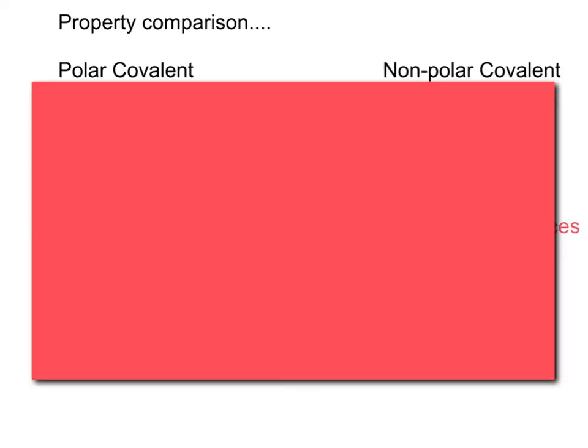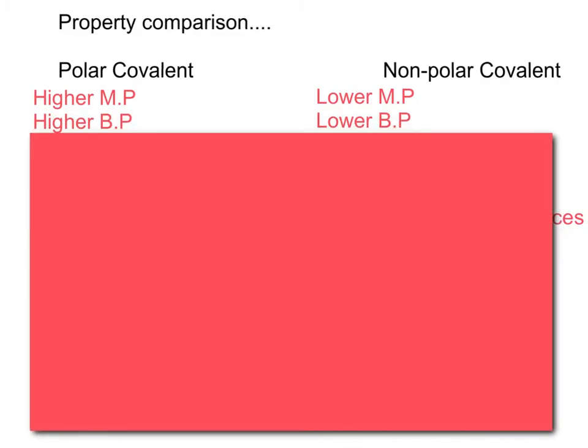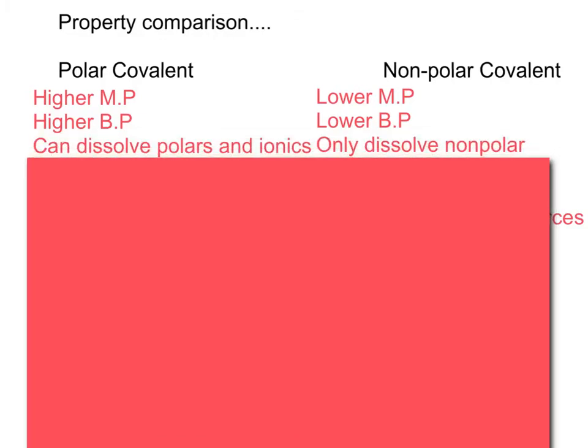So here we're going to compare the properties of substances put together with the different kinds of covalent bonds, polar versus nonpolar covalent. You should write these down as well, of course. It's going to be like a T-chart. Polar covalents usually have a higher melting point, while nonpolar covalents have a lower melting point. And then you have a higher boiling point for your polars and a lower boiling point for your nonpolars. There's a reason for that, by the way. It comes down later.